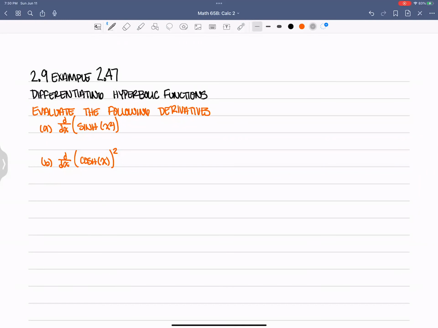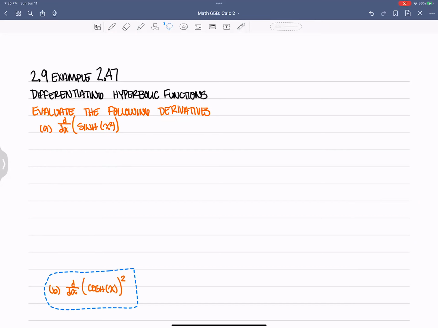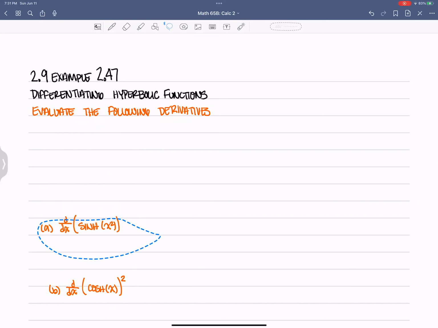Section 2.9, example 47, differentiating hyperbolic functions. So evaluate these and differentiate. Okay, so to get started, what I really want to do is see what a hyperbolic function is first off. So actually, let's do this before we even start any of the problems, defining it.